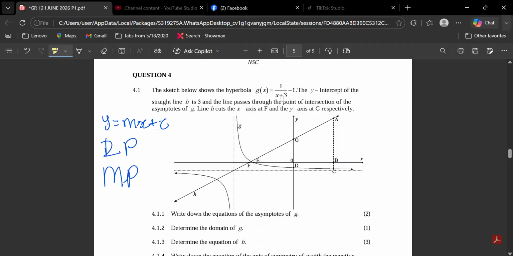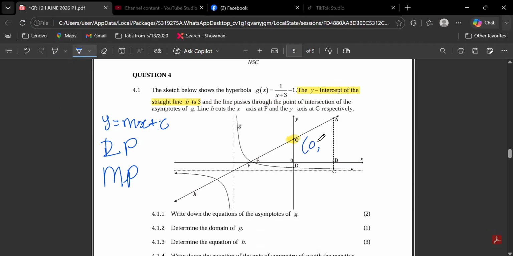What is it that we're given? So they say the y-intercept of the straight line H is 3. Okay, y-intercept. So we're given a point here. For the y-intercept, x should be equal to 0. So our x is going to be 0, which goes with our y, which is going to be 3. That's the first point that they gave us on H.